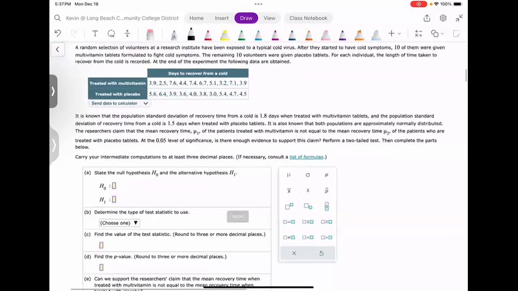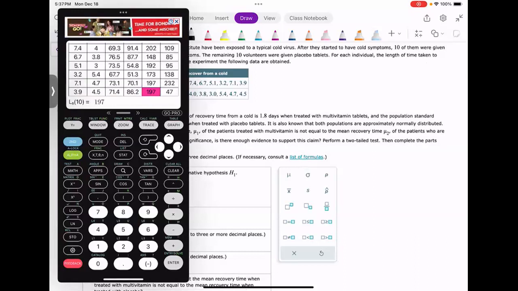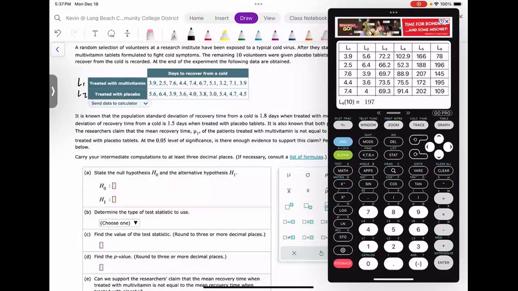What you will need to do is put this into list 1 and this into list 2. I want to point out that I have already done so. You can see the 3.9 and 2.5 for the first list and the 5.6 and the 6.4 for the second list. You may need to take some time to pause this video.